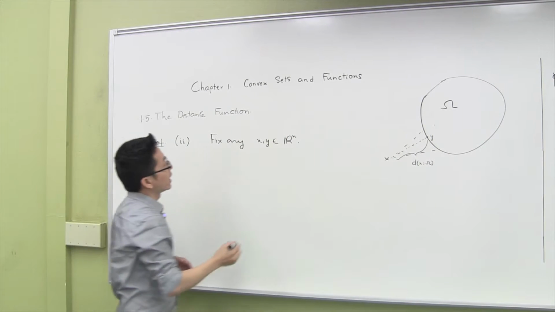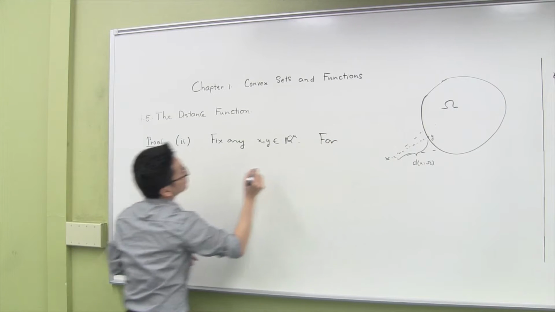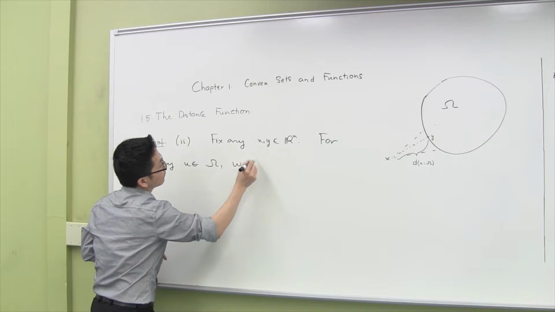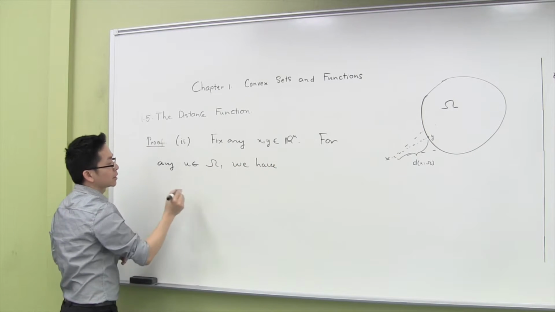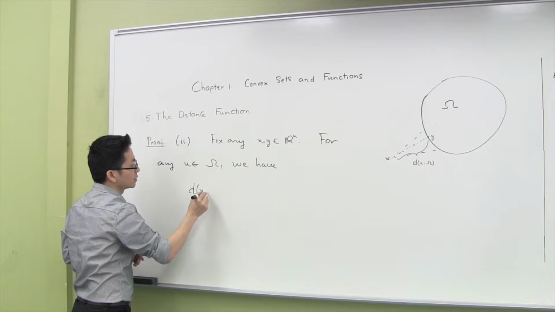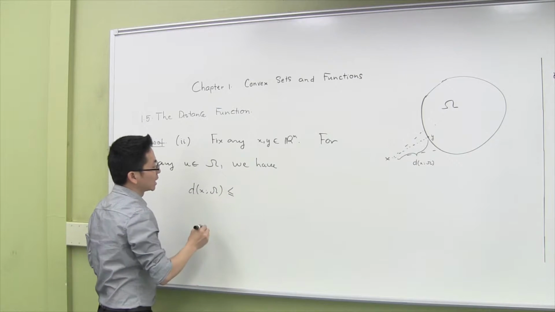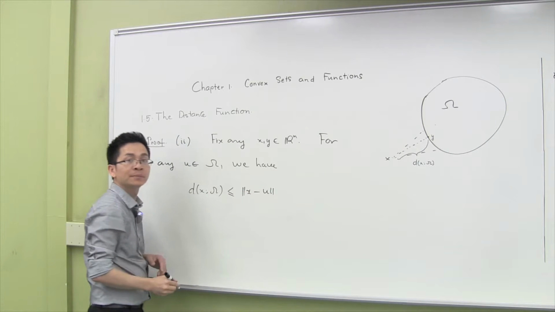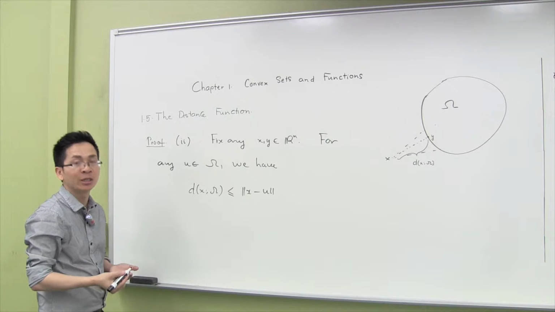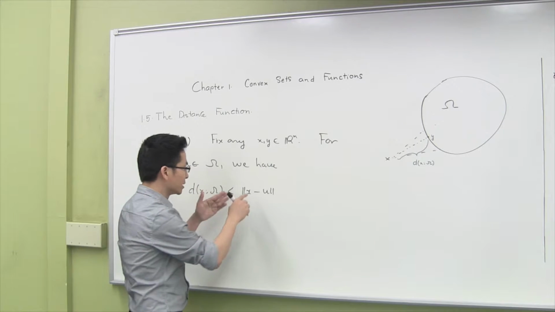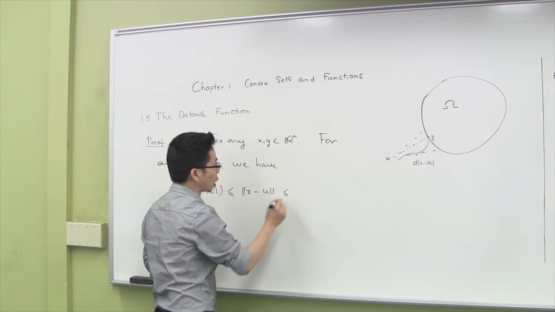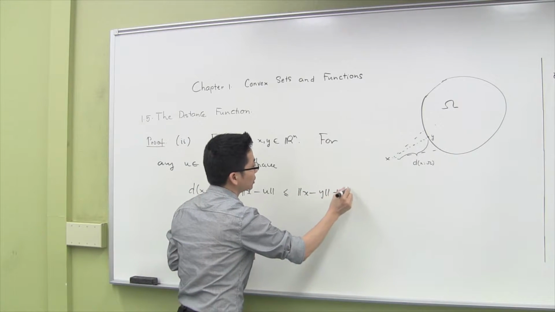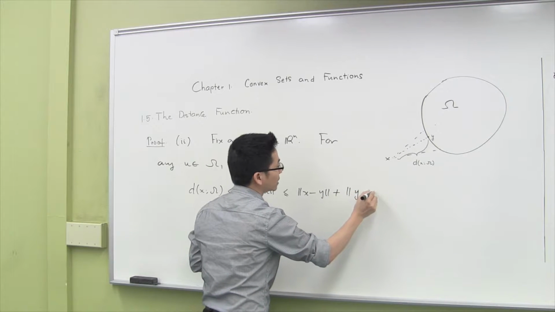Okay, and then for any u in omega, we have that the distance from x to omega is always less than or equal to the Euclidean norm of x minus u. Okay, and now we're going to apply the triangle inequality. So the Euclidean norm of x minus u is less than or equal to the Euclidean norm of x minus y plus the Euclidean norm of y minus u.